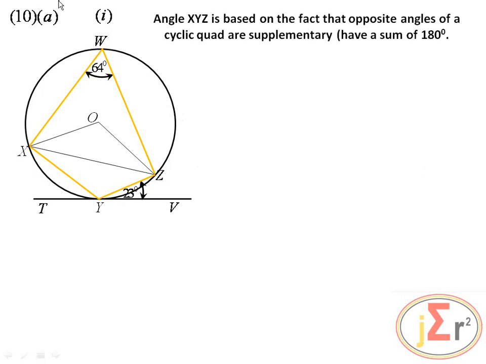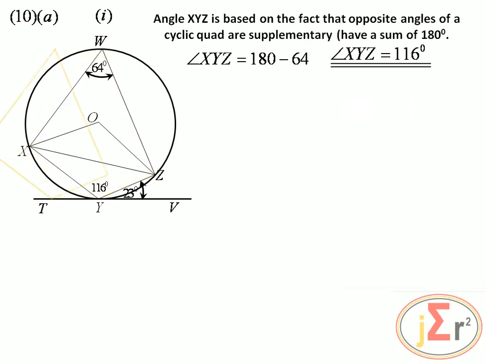If this one is 64, what do you know about the other one? We take 64 from 180 degrees, and the result is 116 degrees. Right.